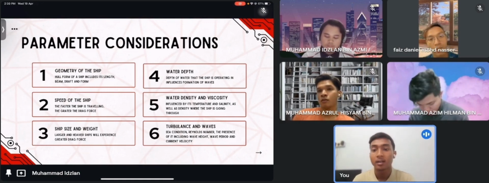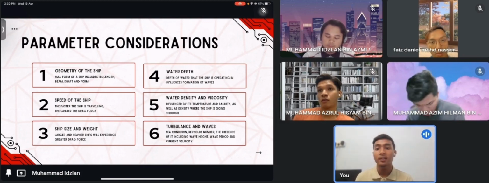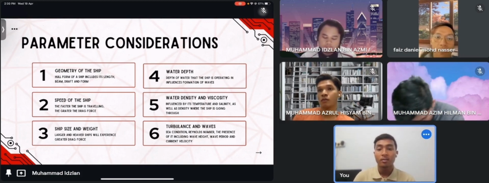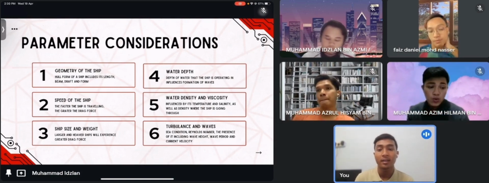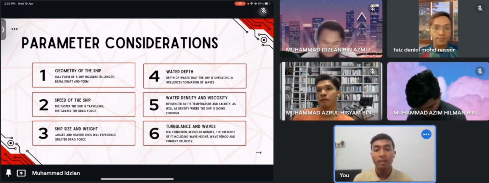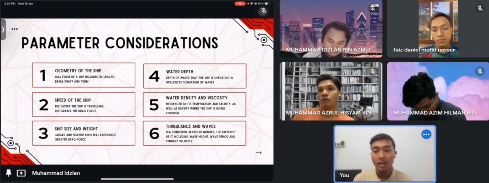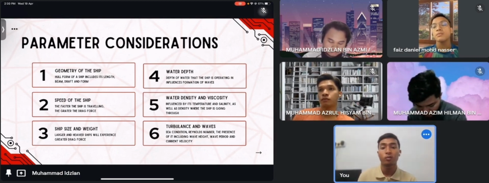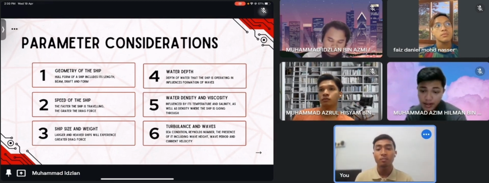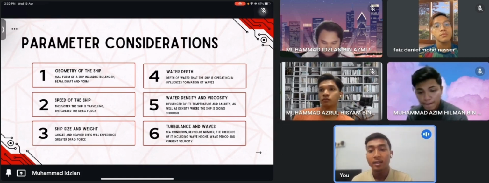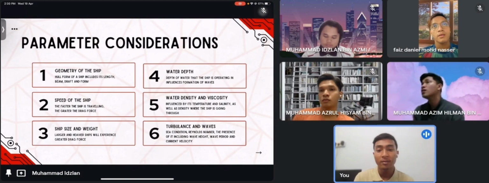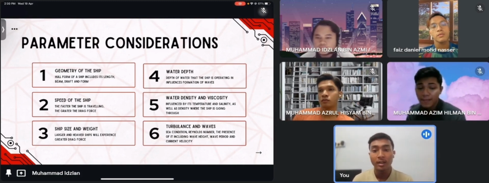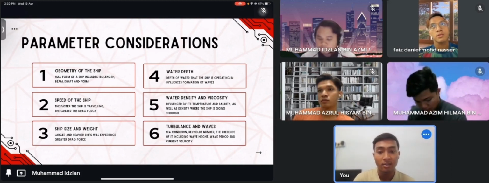Then, the fifth one, water density and viscosity. The viscosity of the water, which is influenced by its temperature and salinity, can impact the drag force. Besides, every ocean has a different value of water density that should be considered too. And the last one is turbulence and waves, where the presence of turbulence and waves in the water greatly impacts the drag force experienced by the ship.